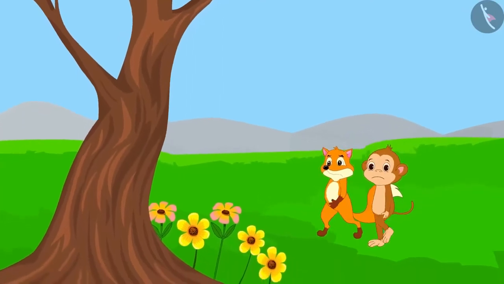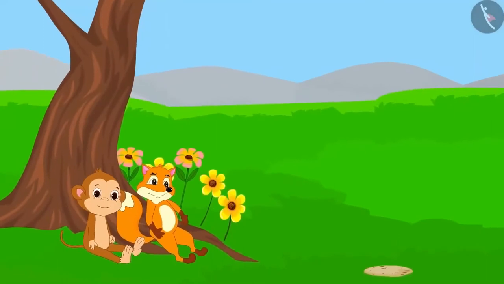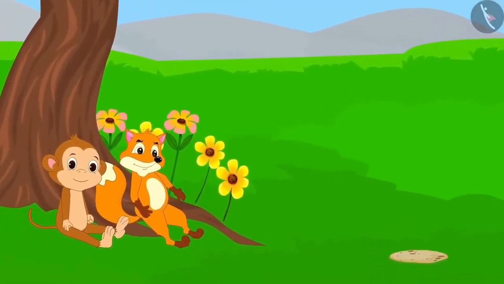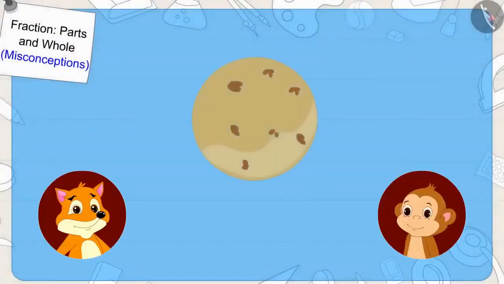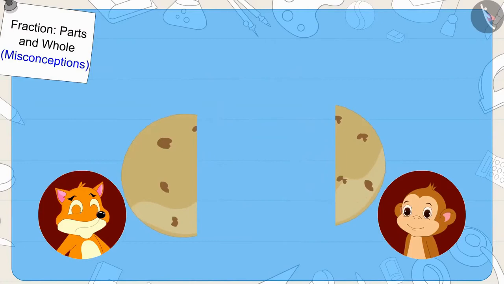Both of them got tired and sat in the shade of a tree. Just then, they found a chapati there. Both of them became very happy. Now, both of them decided to divide the chapati in two halves. The fox divided the chapati in two parts like this and gave one part to Babban.